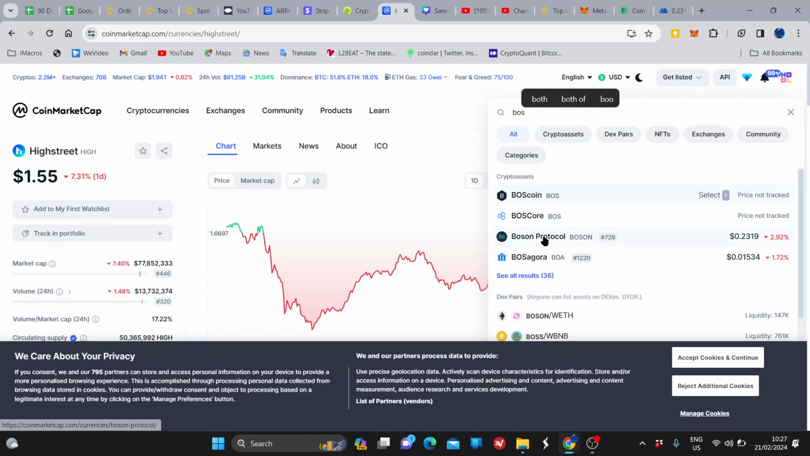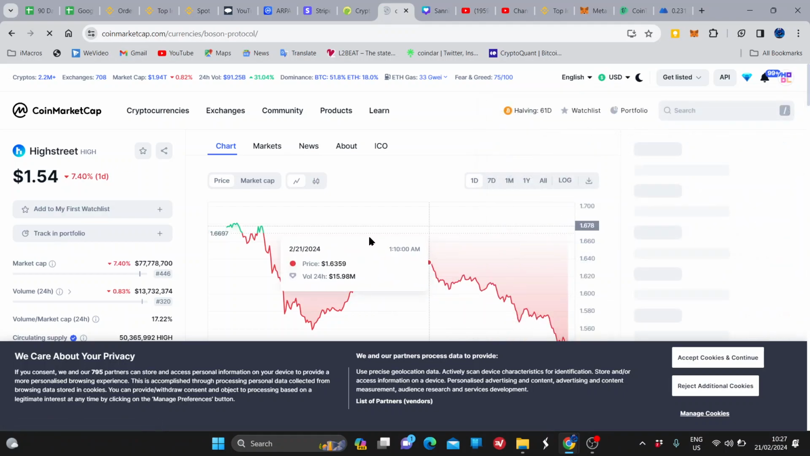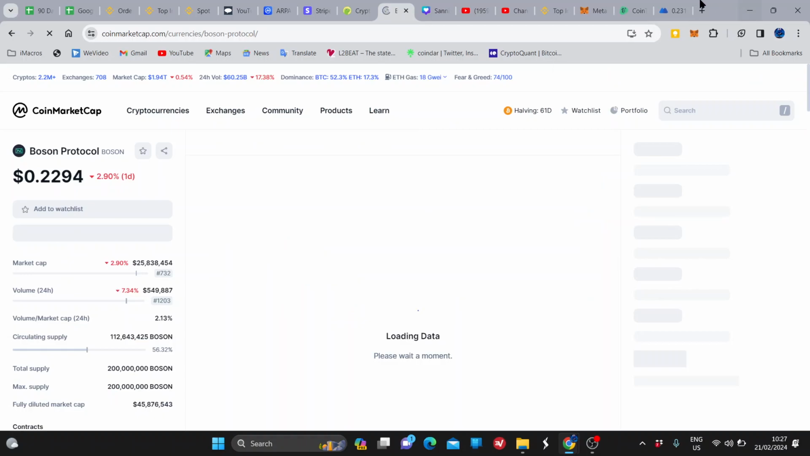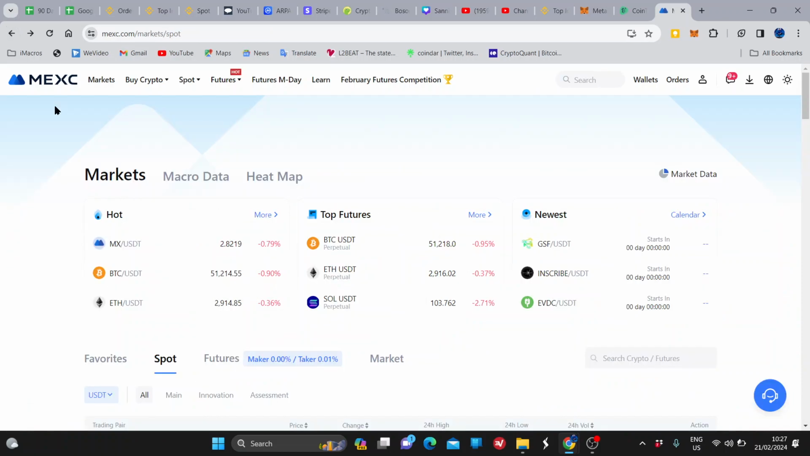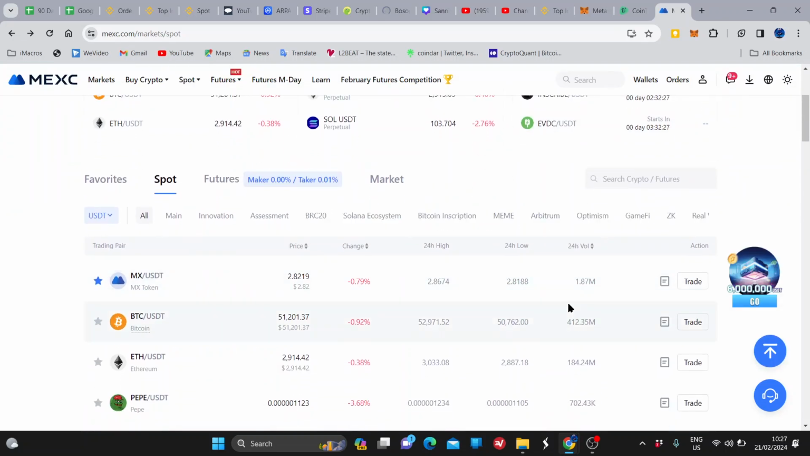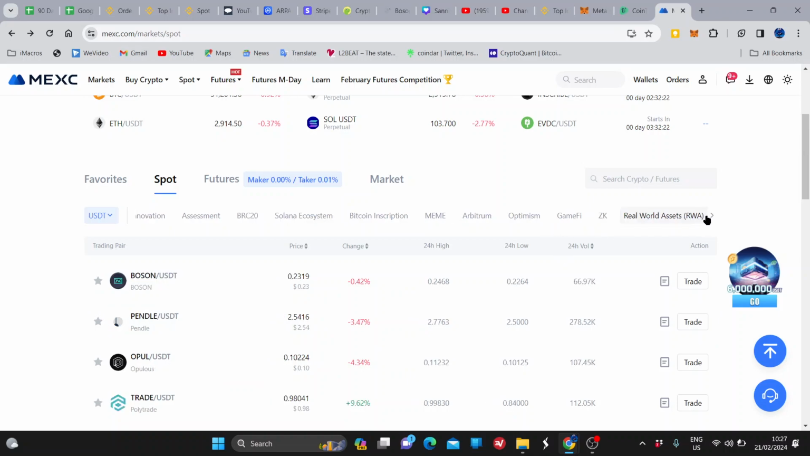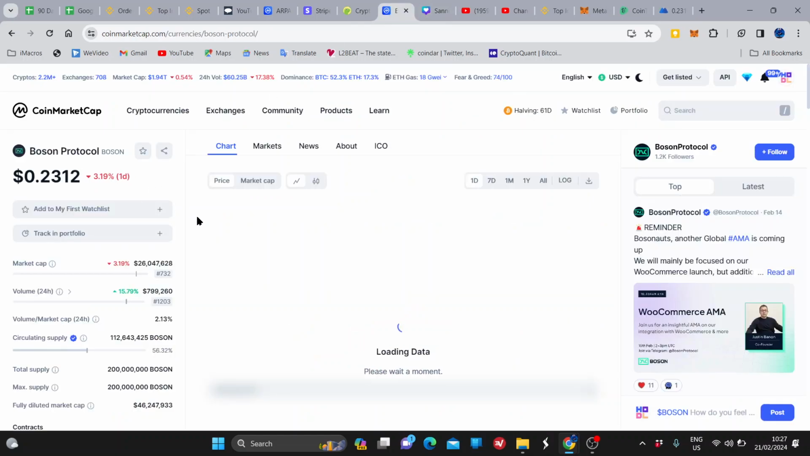So this coin, we are going to search for it now. This is right here, Boson Protocol. So what is it all about? Also, which sector is the coin under, because don't forget, we started buying these coins from different sectors, and this time around we are still buying from different sectors. The sector we are buying from now is real world asset, RWA, and Boson happens to be under this sector. So we are going to check out more details about this on CoinMarketCap.